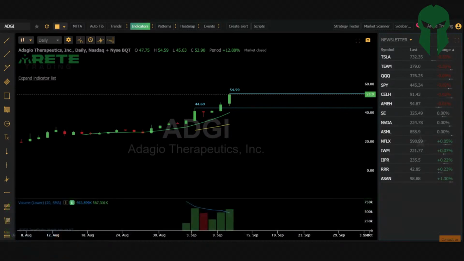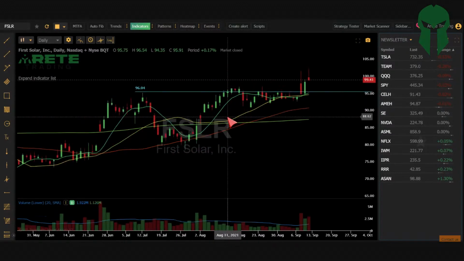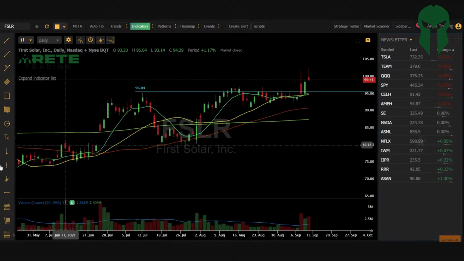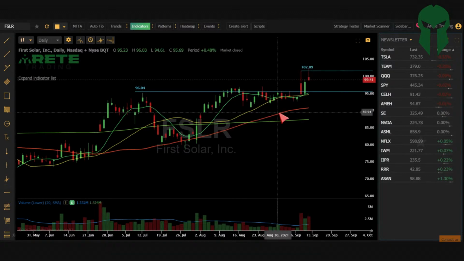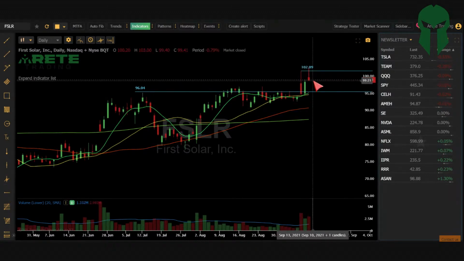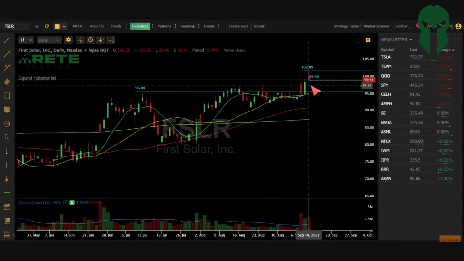FSLR. Let's go through that and see what's going on here. I would be concerned about anything that did this. Anything that you see like this, I would have a really tight stop on it. So like where I would be is right here, I'd be at 99.40. That should be the low. Let me just double check that, make sure I'm right. 99.40. You don't want to be below that. So just consider that, okay?